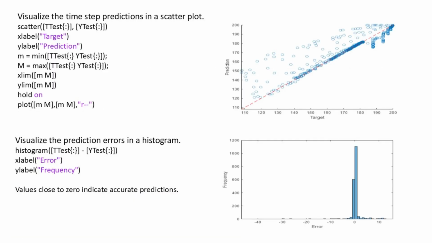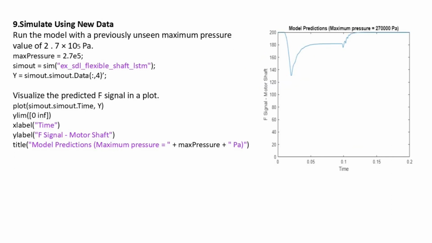We can visualize the time step predictions in a scatter plot and the prediction errors in a histogram plot as shown here. Simulate using new data. Run the model with a previously unseen maximum pressure value of 2.7 times 10 power 5 Pa. And visualize the predicted F signal in a plot as shown here.